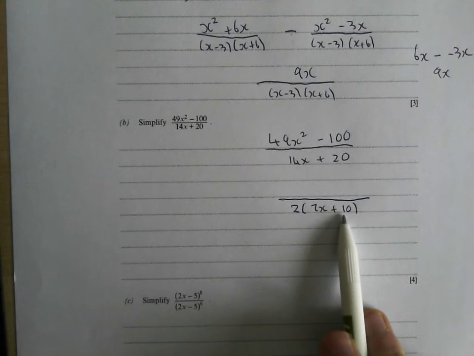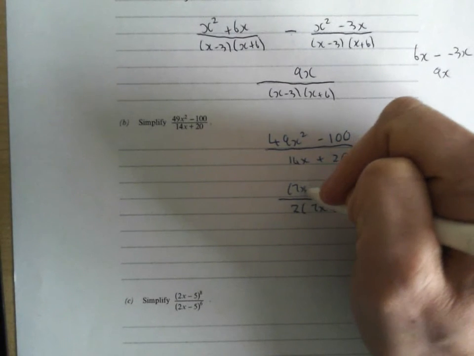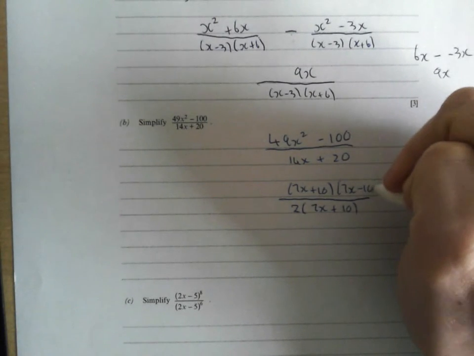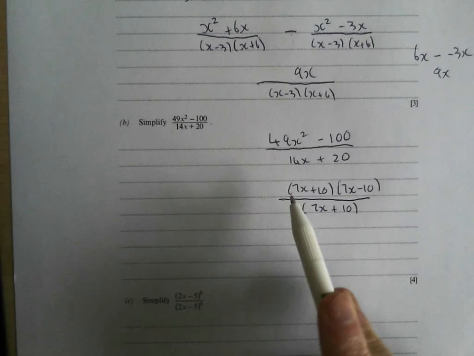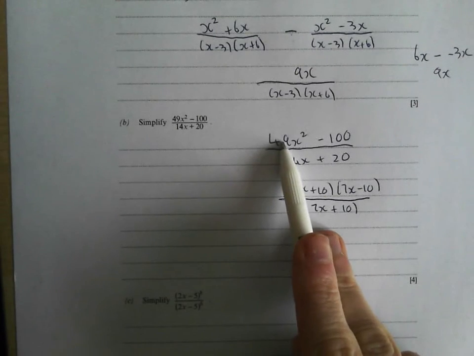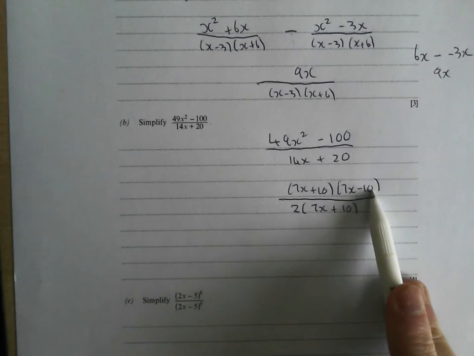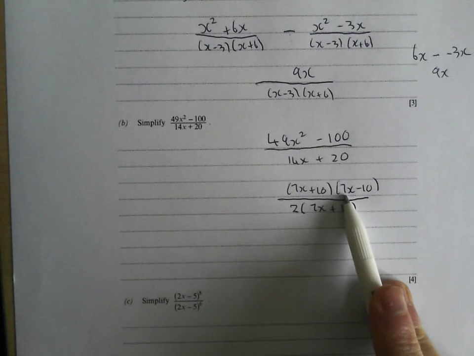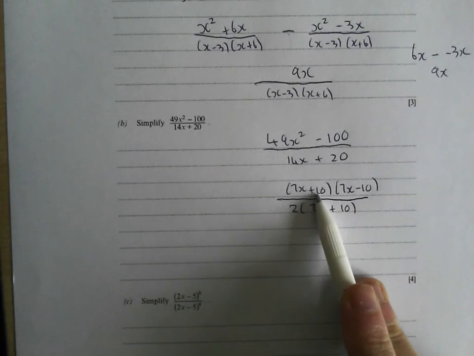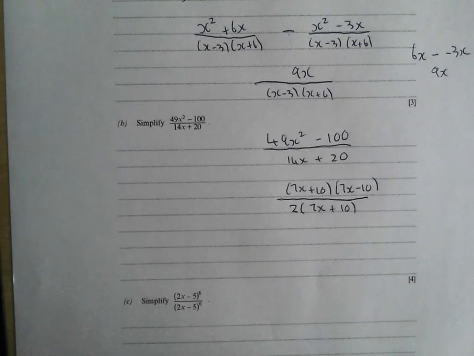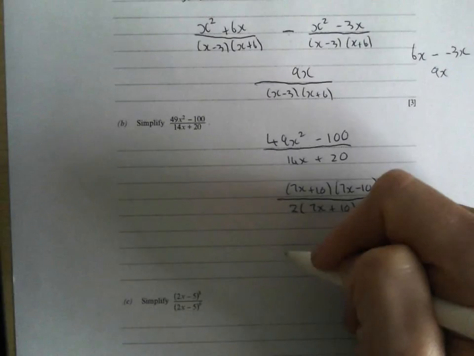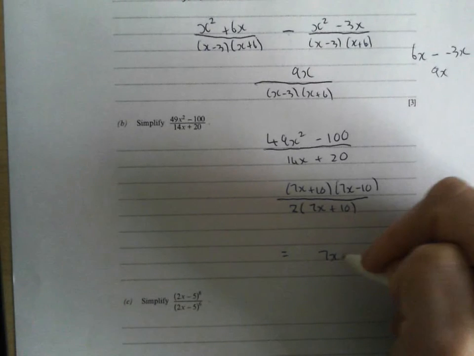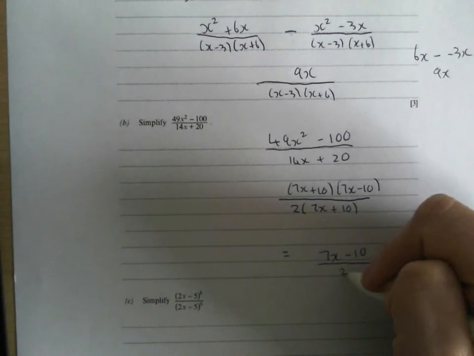7x plus 10, difference of two squares, 7x minus 10. You can expand that to check. 7x times 7x, 49x squared. Then you're going to get 7x times minus 10, minus 70x, then a 10 times 7x, positive 70x. They're going to disappear to leave you with 10 times minus 10, which is minus 100. And now to simplify it, what can we divide top and bottom by? Well, they've both got a factor of 7x plus 10. So we're going to end up with 7x minus 10 on the top and a 2 on the bottom.